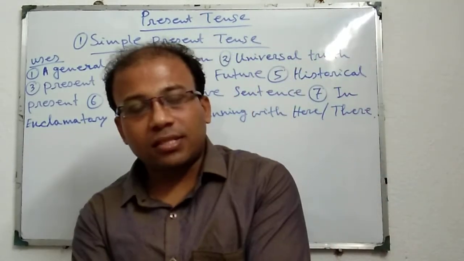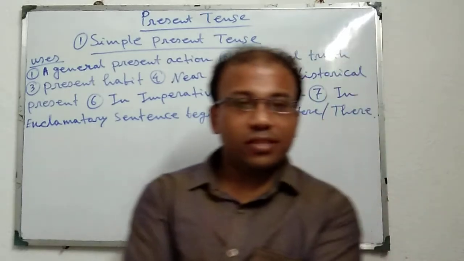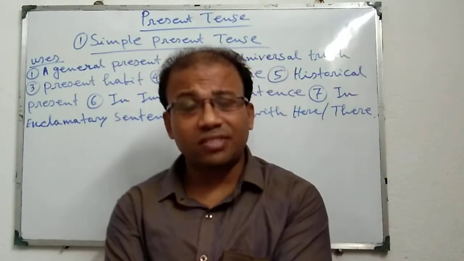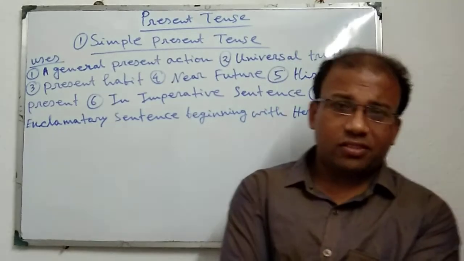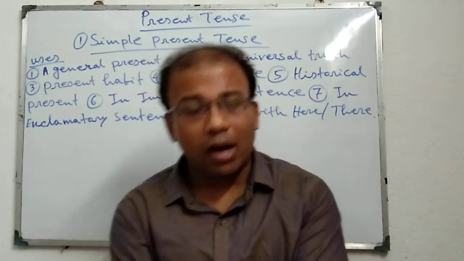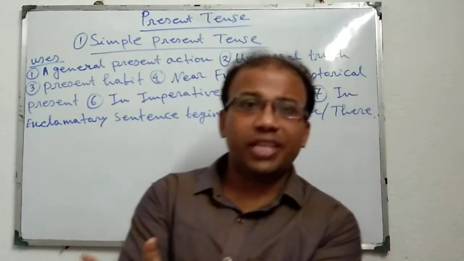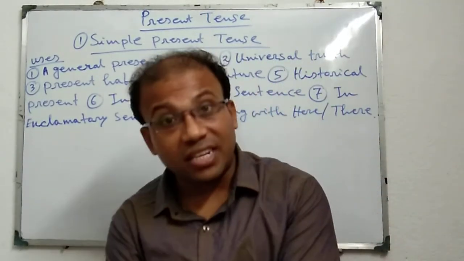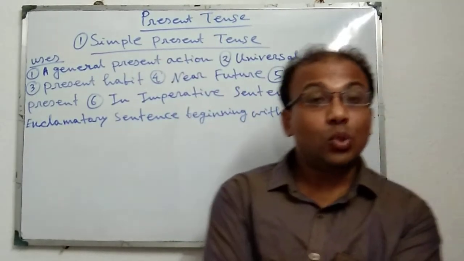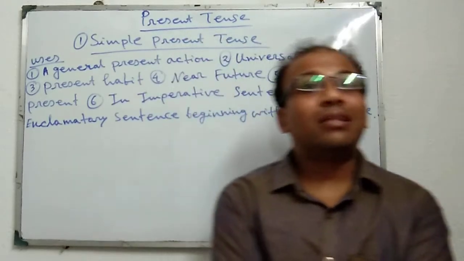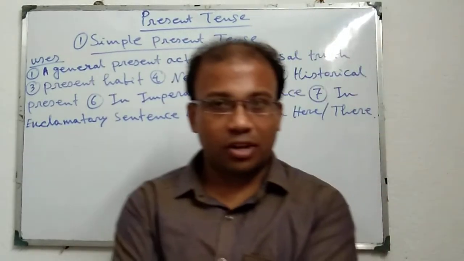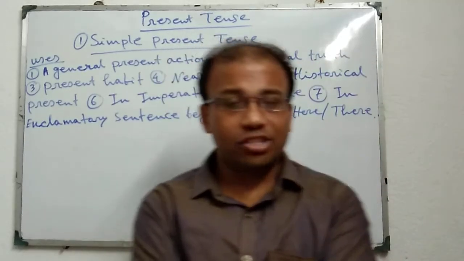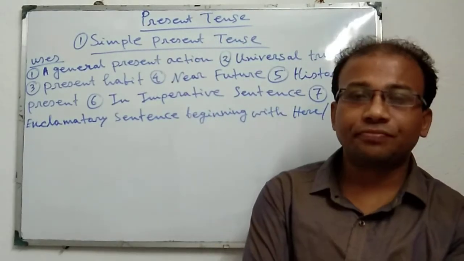In my previous class I have already discussed tense and its classification, and also the definition of present tense. What is the present tense? Present tense is the form of verb that is made according to the different present time. That means today, now, this month, this year, etc. And present tense is classified into four categories.